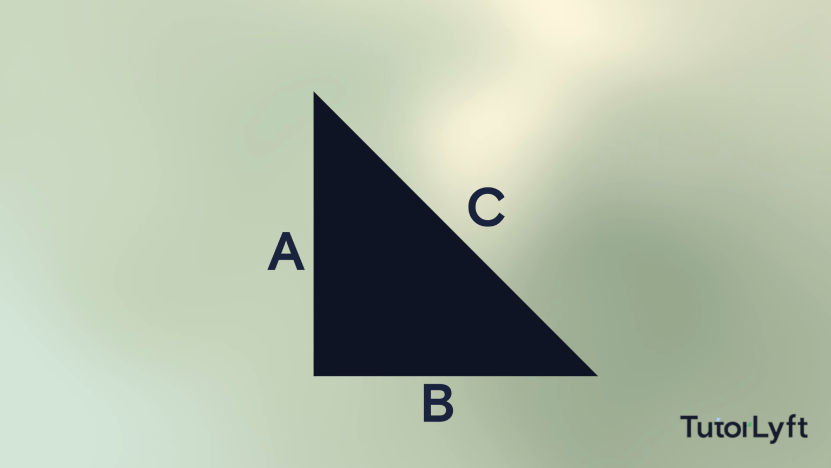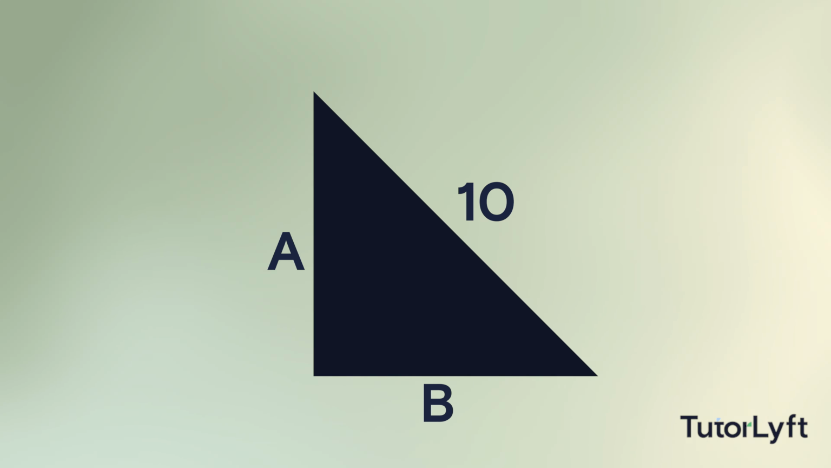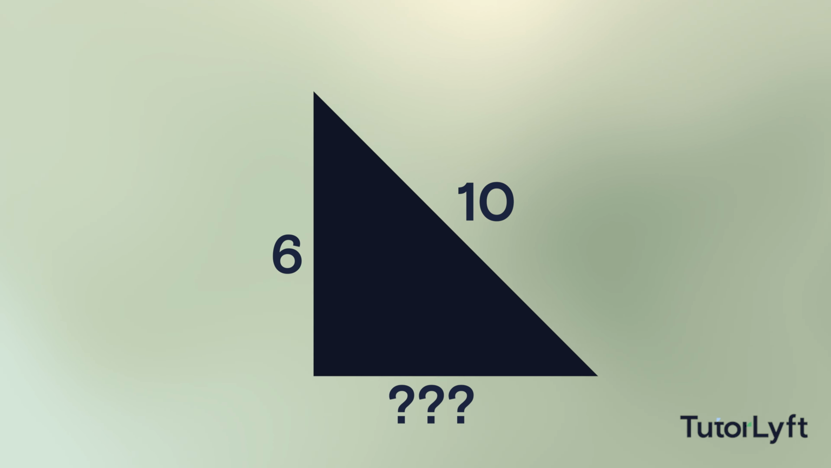See how straightforward that was? The Pythagorean theorem is a powerful tool for finding the missing side of a right triangle, and it works every time. Now, what if you're solving for one of the legs instead of the hypotenuse? Let's try another example. This time, the hypotenuse C is 10, and one leg A is 6. We want to find the other leg, B.